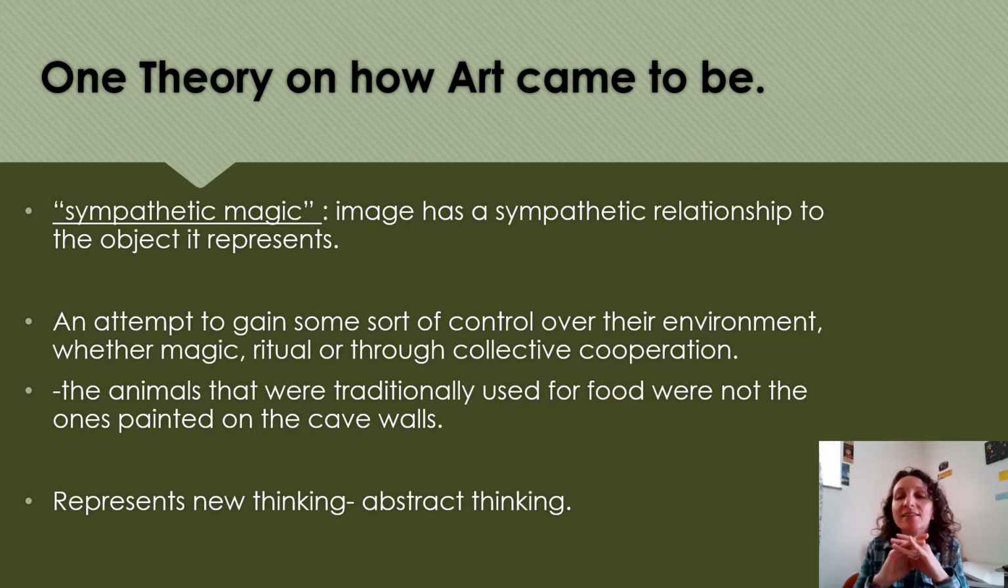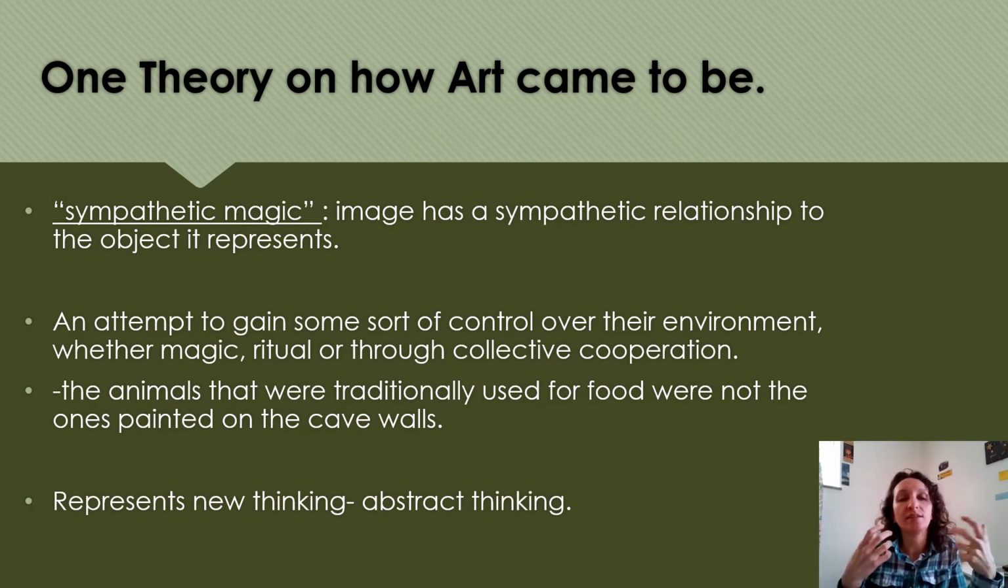I think that is a terrible term. I just want to put that out there. I don't even like saying it. But sympathetic magic is basically the sympathetic relationship that objects have to attributes and then to the object that's represented.